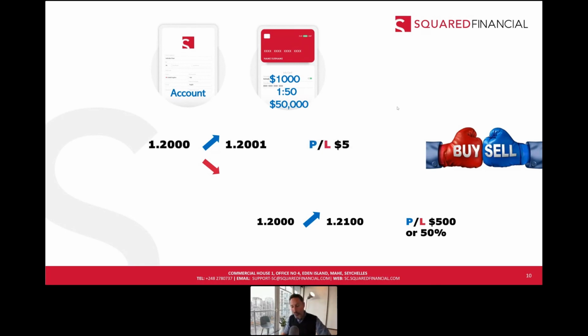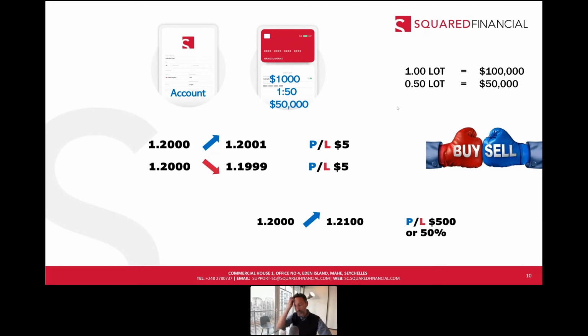If you're buying euros at the rate of 1.20 and it goes up only 1 pip, now your net PL is $5. If it drops 1 pip, your net PL is also $5. Remember, one lot is $100,000. So with $50,000 now in your account, even though your deposit is only $1,000, you can buy up to half a lot, okay? So if it goes up 1 pip or down 1 pip, you're not losing or making 10 cents anymore. You're now losing or making $5, okay?